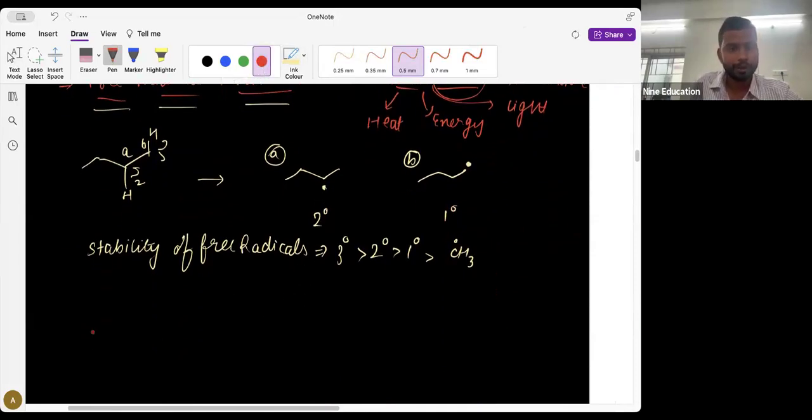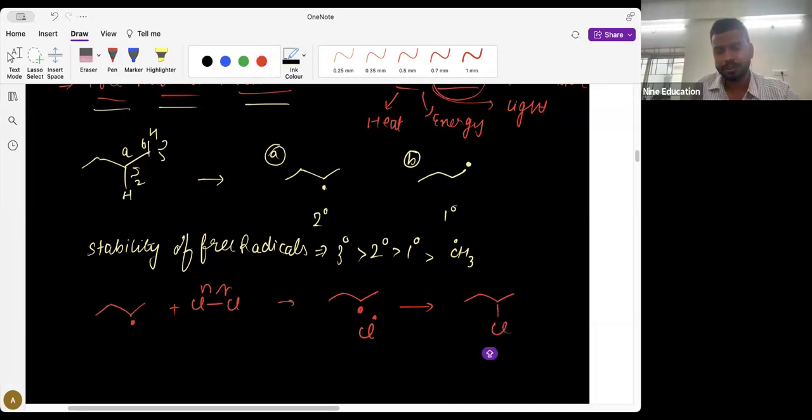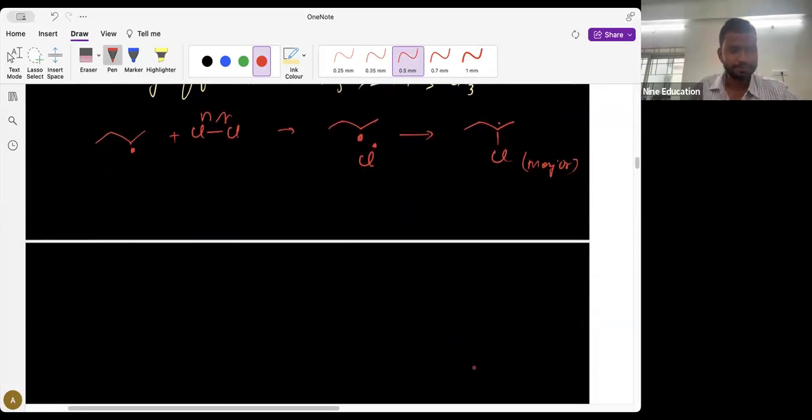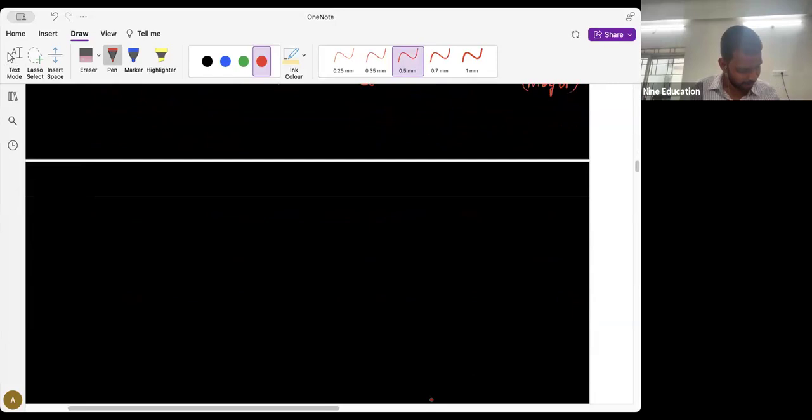And you will have to make this 2 degree free radical with chlorine, and this free radical and chlorine radical will together make us the major compound. Other will be the minor one, but this answer will be our major. So this chloride at 2 degree will be the major product. समझ आ रहा है आपको कि नहीं?